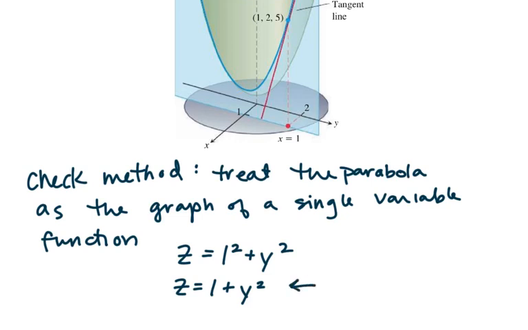Again, differentiating, in that case it wouldn't need to be partial. We'd say the derivative of z with respect to y is 0 plus 2y. And we would again just evaluate that at y equals 2. Okay, so I hope that helps. We're going to do one more example in this video.